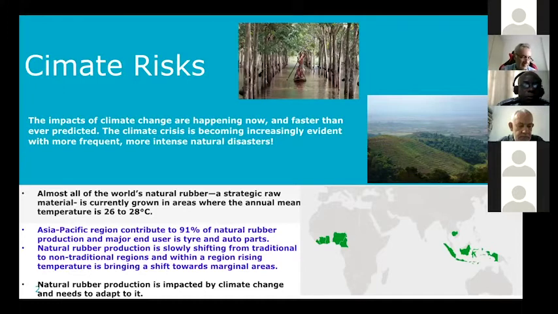Rubber is grown in an annual mean temperature between 26 to 28 degrees centigrade. Mainly the rubber is grown in the Asia Pacific region, of course mainly in the Southeast Asian countries. Major researchers have already pointed out the areas where rubber is shifting from the traditional to non-traditional regions. We have seen it. And also, with the rising temperature, we have seen a shift within a region from the traditional to the marginal lands.